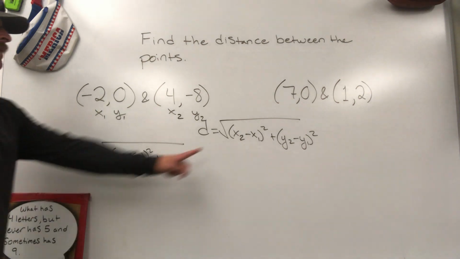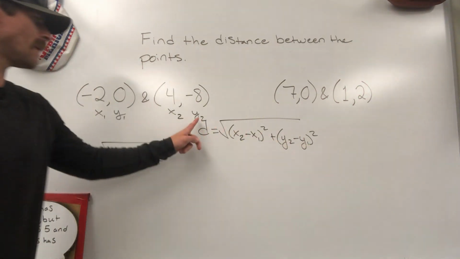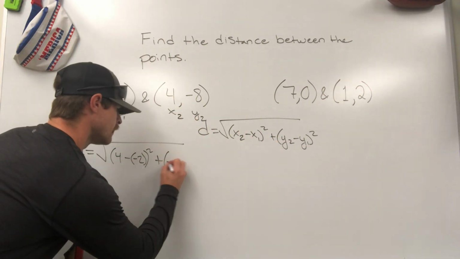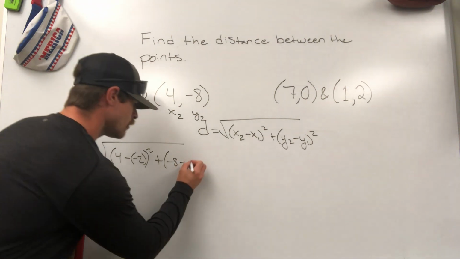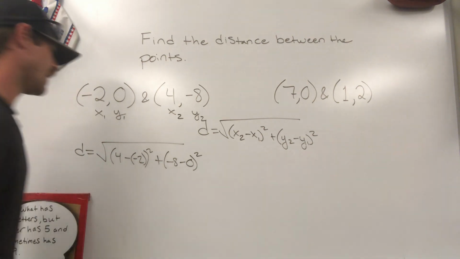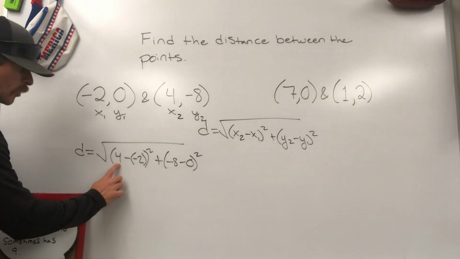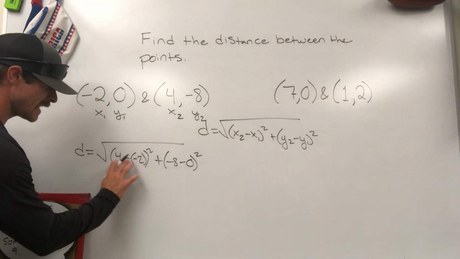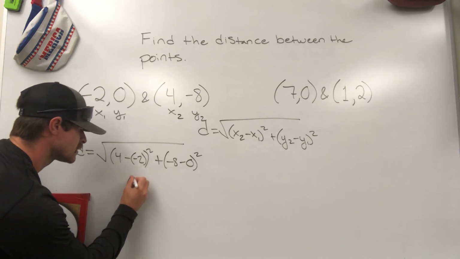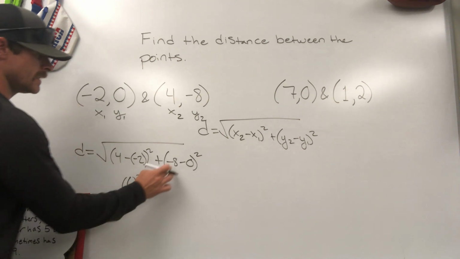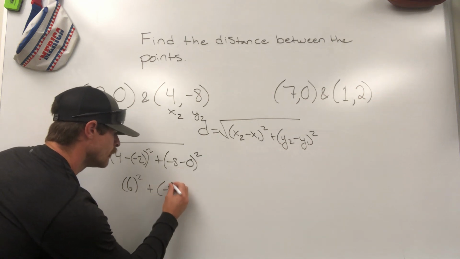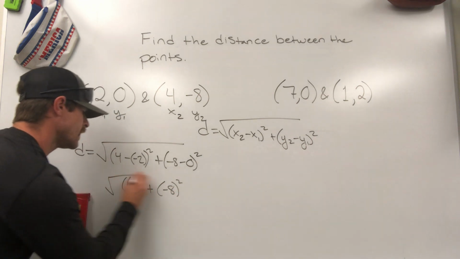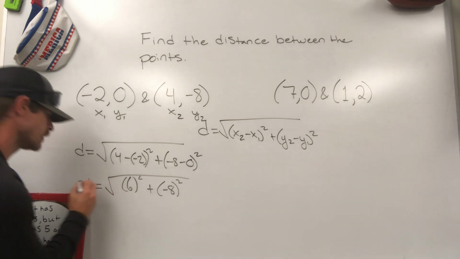We're going to add y2 minus y1. Well, my y2 is a -8 minus my y1, which is a 0, and square that. So let's work this out. 4 minus -2, really just adding 2 to 4, that gives you 6. We need to square it. -8 minus 0 is going to just give you -8, and we still need to square that, and then we're going to take the root of that at the end to find our distance.